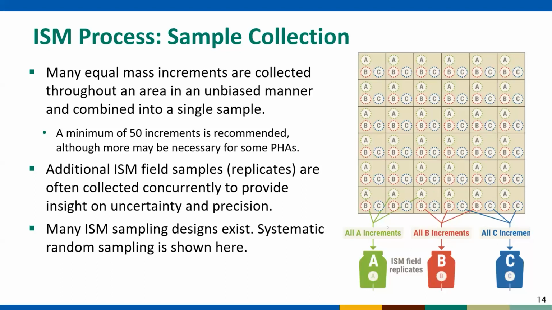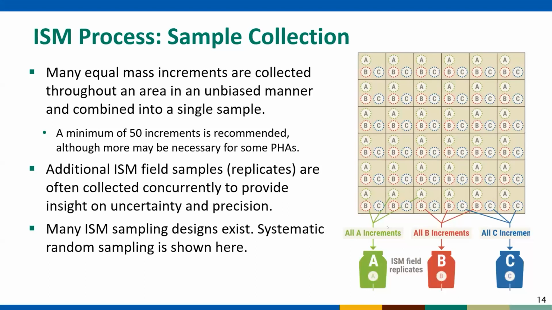Additional ISM field samples or replicates are collected concurrently to provide insight on the uncertainty and precision. Sometimes these are collected at all decision or exposure units, with other times they are collected in a subset of exposure or decision units, say, like 10%. Many different ISM sampling designs exist. The diagram on the slide shows a systematic random sampling design with one parent sample and two field replicates.